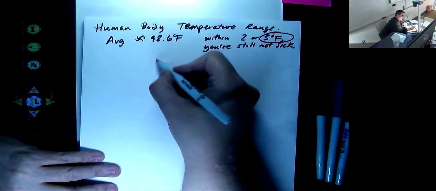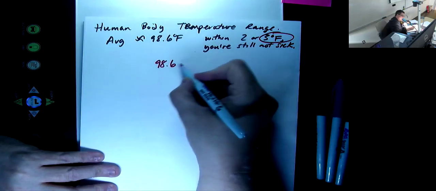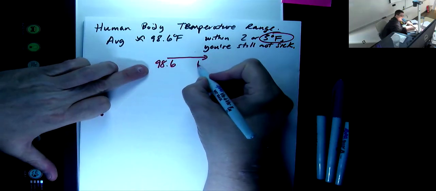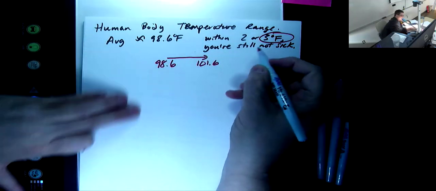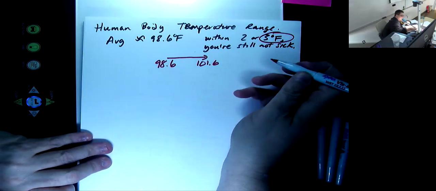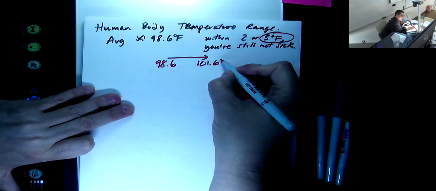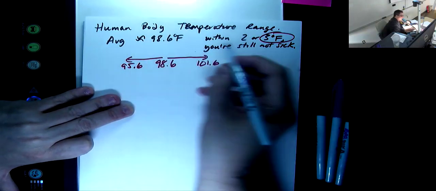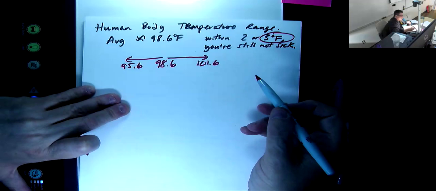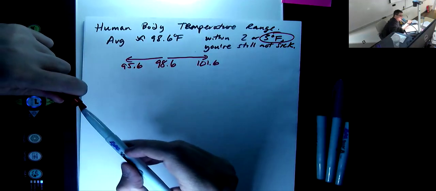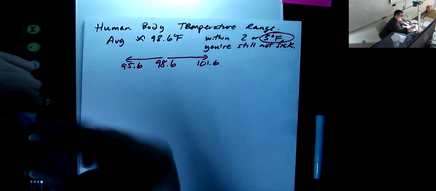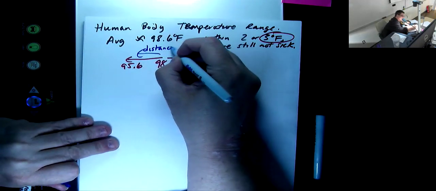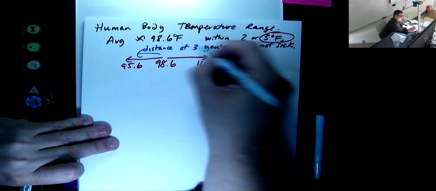So we have 98.6. We could go up, add 3 to this, 101.6, and yeah, well, 3 is probably too high. It's probably 2. But we'll say it's 3. Or we could go down to 95.6. Yeah, I'm not liking 3. But I started with it, that's what we're going with. This is within a distance of 3, either direction.